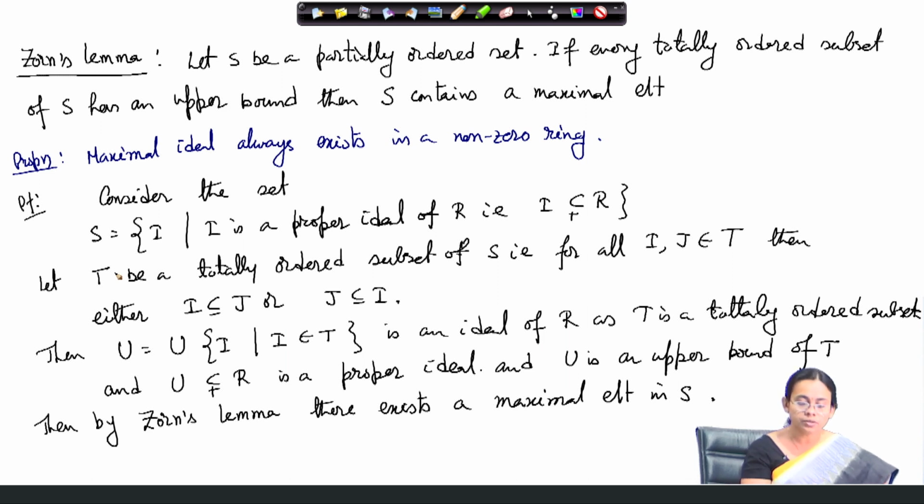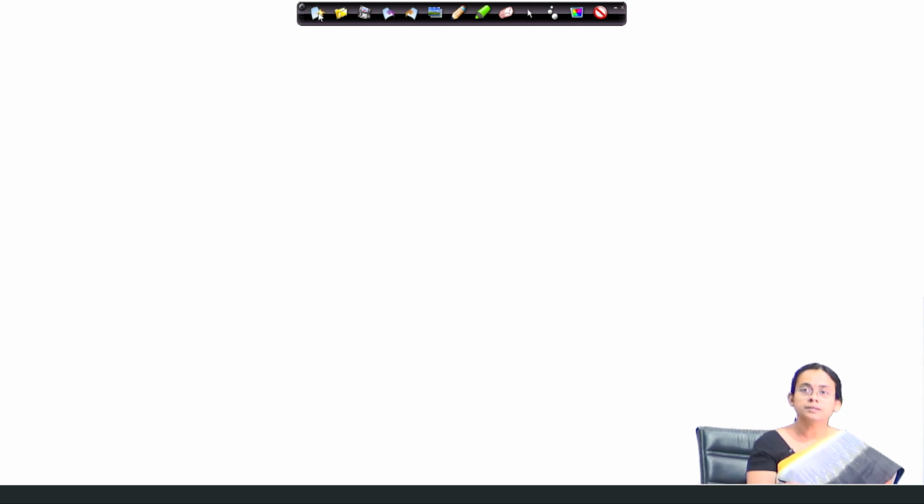So, once this is done, we observe that a maximal ideal always exists in a non-zero ring. Then we will characterize when a quotient can be a maximal ideal, that I have already told. So, let me put it as a proposition.